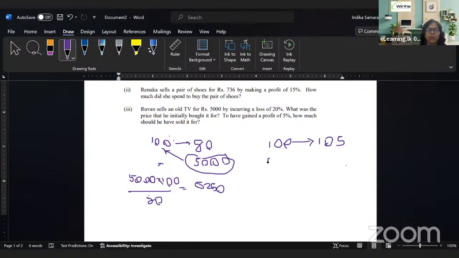But now we know our original price is 6,250. Now, what is the selling price? You can find it by multiplying 6,250 by 105 and dividing it by 100. Right?